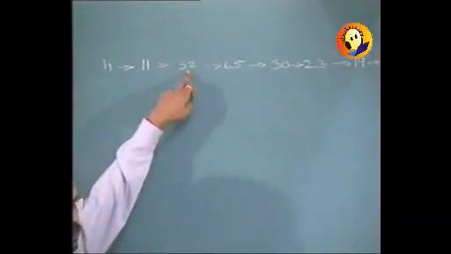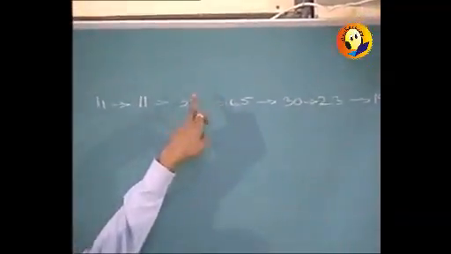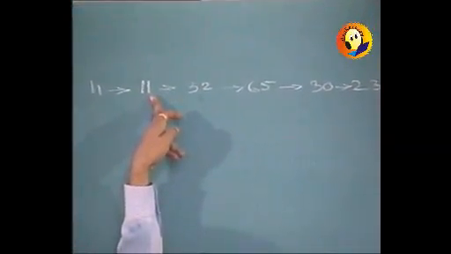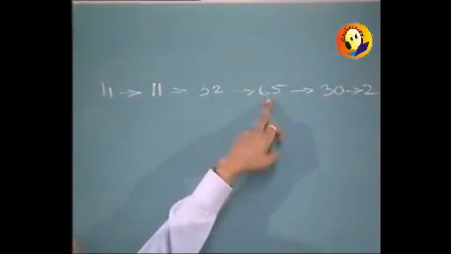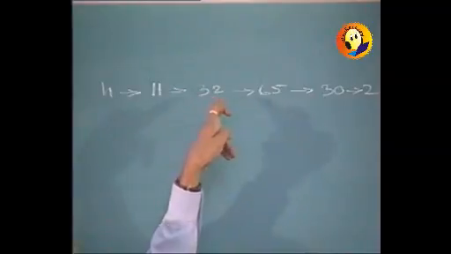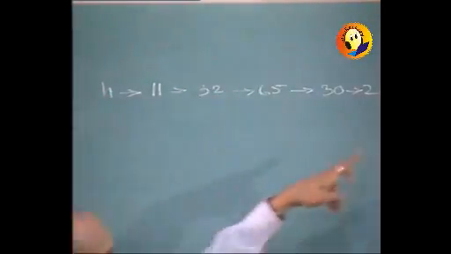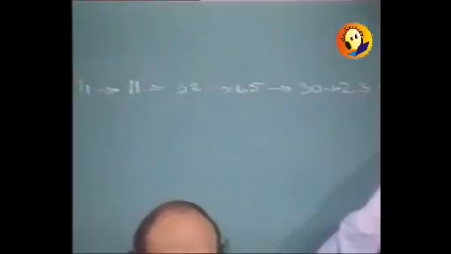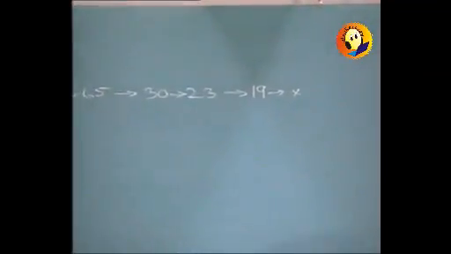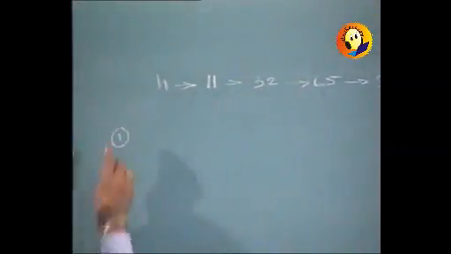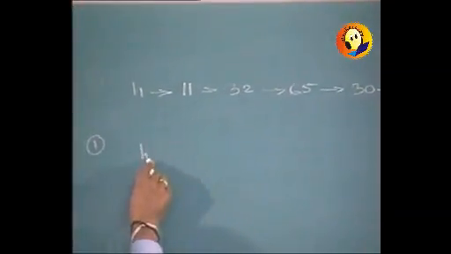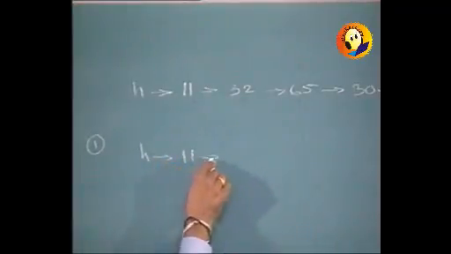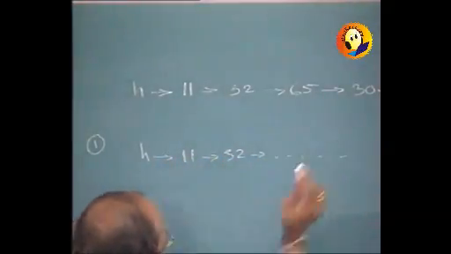Then when we reverse it, we want 32's next, this node's next, to point to the node which contains 11. Got it? Next of 65 should point to 32. And ultimately the header should point to the last node. So we want to just arrange it in that manner. The first way in which it can be done is, this was the given list, 11, 32, etc.